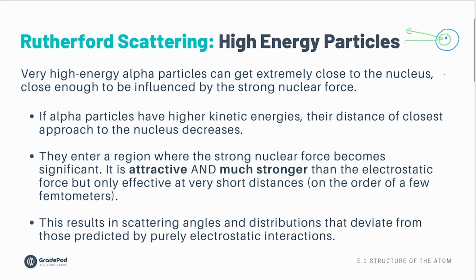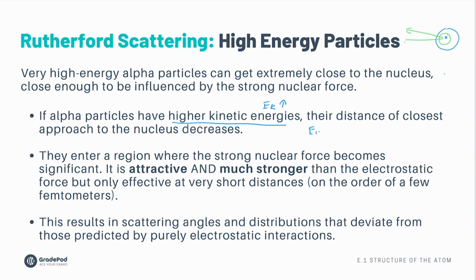If alpha particles have higher kinetic energy, so they've got a greater kinetic energy, their distance of closest approach to the nucleus decreases. Why is that? Well, EK is equal to the electrostatic energy, QQ over 4 pi epsilon naught d. If that gets bigger, then this has to become smaller to make everything work because these are all constants. Okay? So by increasing the kinetic energy, we actually get those alpha particles closer to the nucleus.